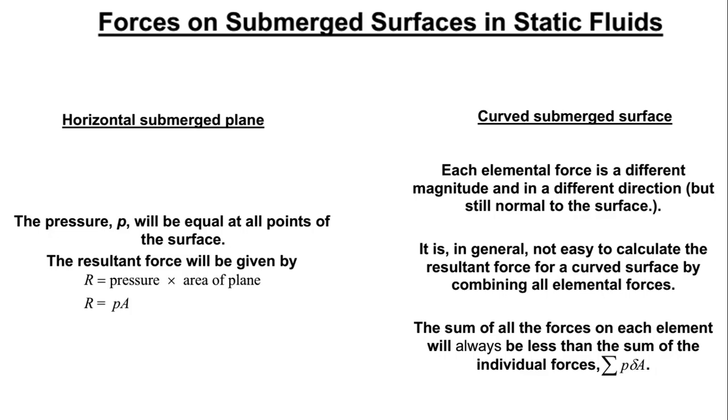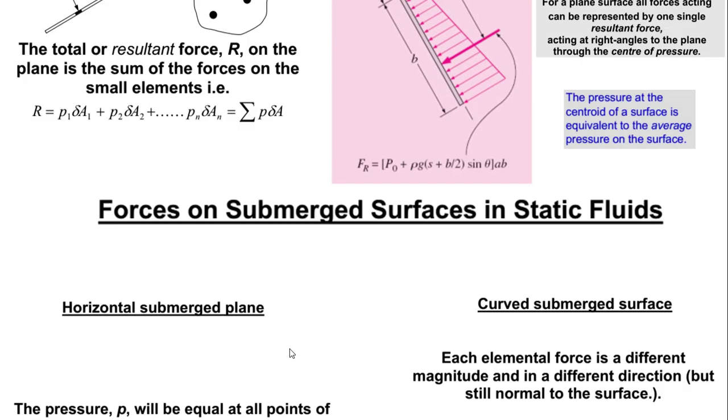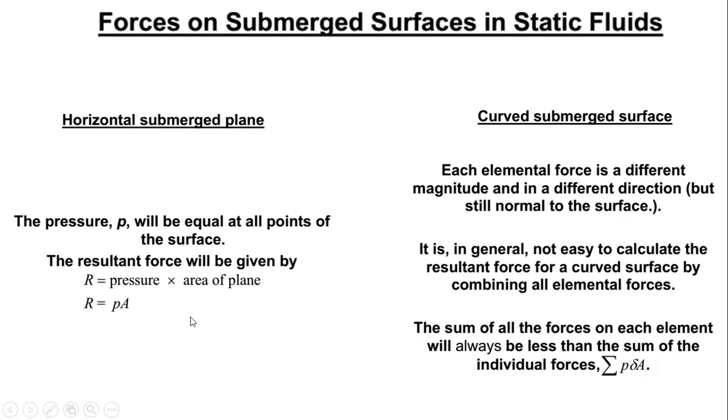So if we use the formula that we have looked at, R is equal to the summation of pressure multiplied by area, we are going to find the resulting force. We find the pressure at any given point and multiply by the area of the whole plane. Then we get R is equal to pressure times area. This is only possible for a horizontally submerged plane.